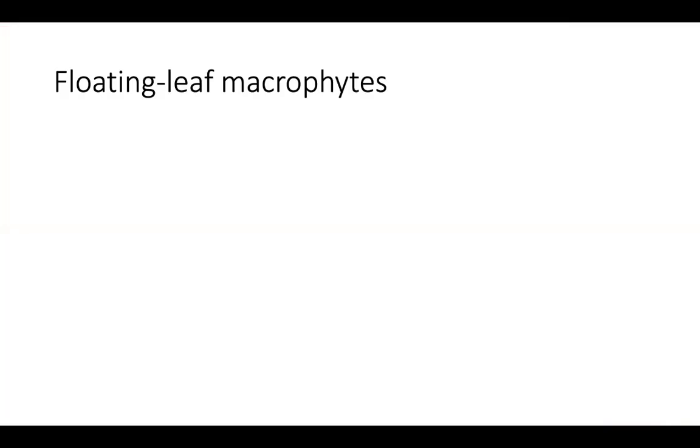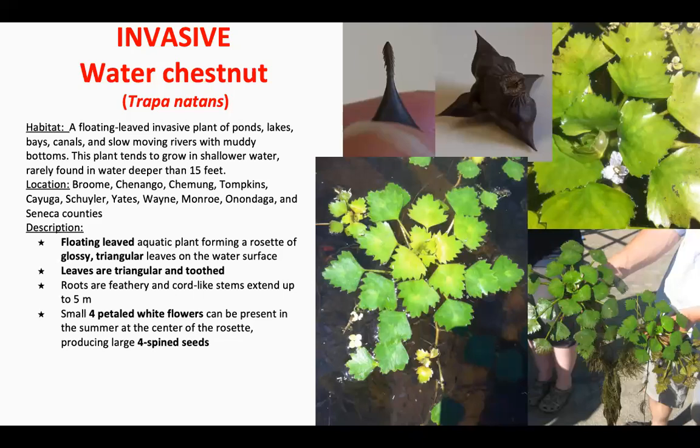So now we're going to get into just a few floating leaf macrophytes. So the first one is water chestnut, which we've talked a little bit about. We also do control efforts with this one across the region. It is a floating leaved aquatic plant, and it forms this kind of rosette shape, and the leaves are glossy and triangular. And then they have these pretty obvious toothed edges. It does have a flower. It's a 4-petaled white flower. And then the seed also is very distinguishable. It has 4 spines to it, and it's quite large on the plant.